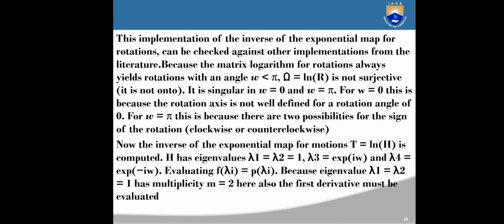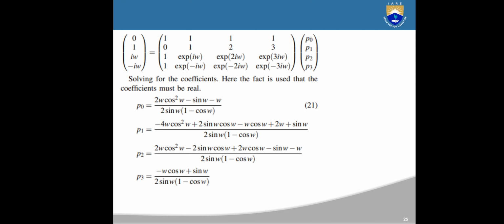Now the inverse of exponential map for motions, t is equal to ln of H, is computed. H has eigenvalues lambda 1 is equal to lambda 2 is equal to 1, and lambda 3 is equal to exponential of i omega, and lambda 4 is equal to exponential of minus i omega. Evaluating f of lambda i is equal to p of lambda i, because eigenvalue lambda 1 is equal to lambda 2 is equal to 1 has multiplicity m is equal to 2, here also the first derivative must be evaluated, and we get the following. Considering the following matrix equation and solving it for coefficients, we get p0 is equal to 2 omega cos square omega minus sin omega minus omega by 2 sin omega into 1 minus cos omega, and so on.